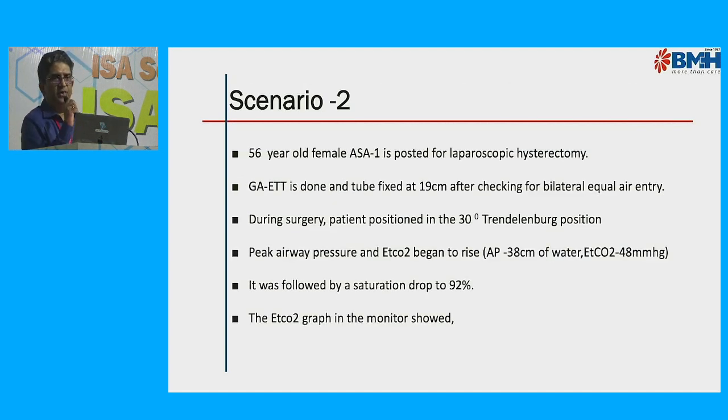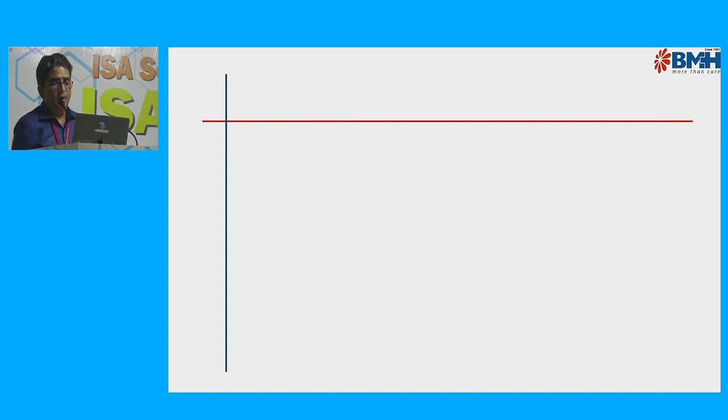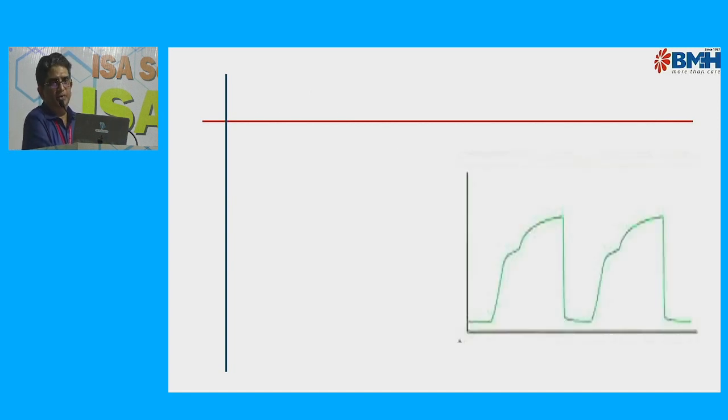And now we'll go to the second scenario. A 56-year-old female, ASA 1, posted for laparoscopic hysterectomy. Endotracheal tube was placed and fixed at 19 centimeters after checking bilateral air entry. During surgery, the patient is positioned in 30-degree Trendelenburg position. Now the peak airway pressure and ETCO2 begin to rise. Values are written there, and it was followed by a saturation drop also. And it's showing like this.